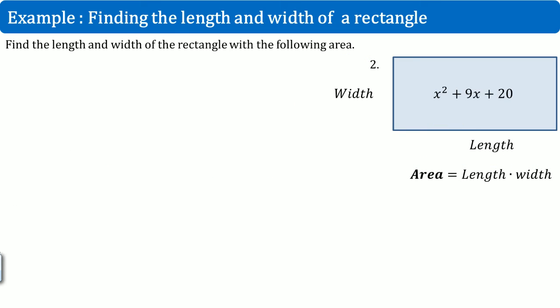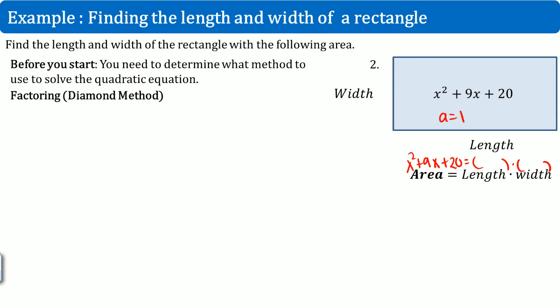Next, we have this. Same problem, but the numbers are different. This is x squared plus 9x plus 20. That's going to be equal to your length times your width. A equals 1. Perfect. Therefore, we can use the diamond method of factoring.